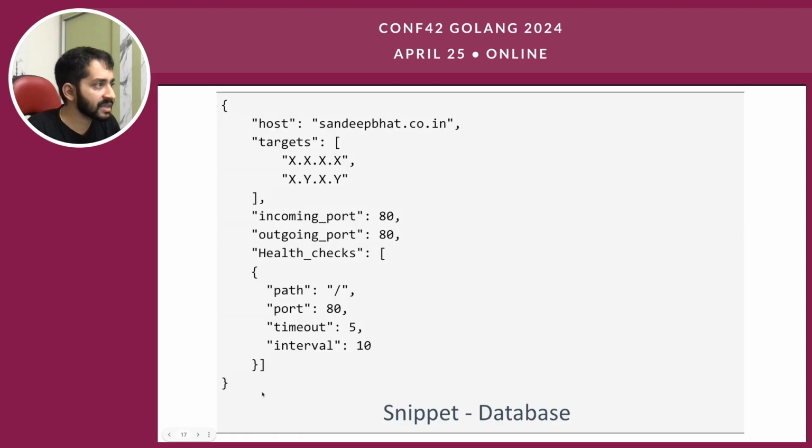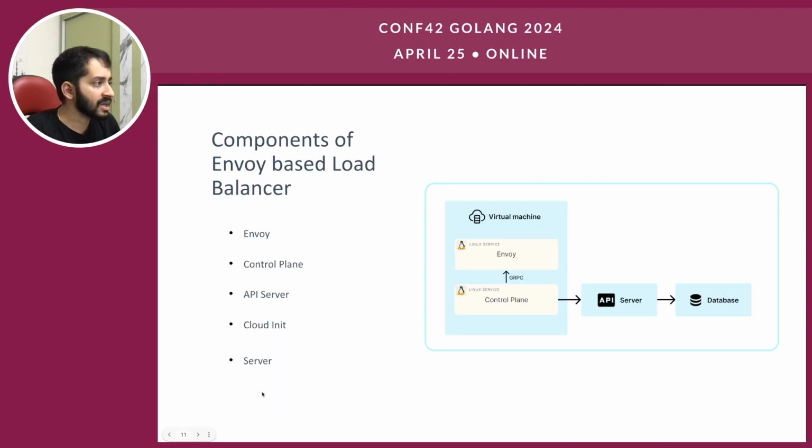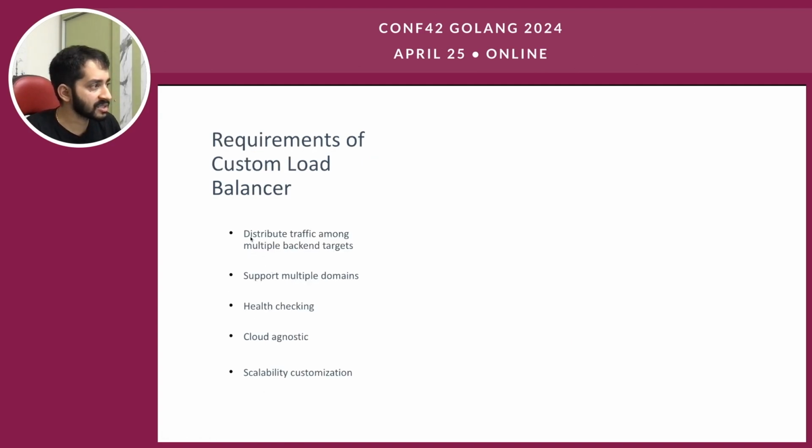With this, we now have a custom load balancer that basically achieves all these aspects that we see here, right? We are able to distribute traffic among multiple different backend targets by orchestrating Envoy dynamically without any downtime. And we support multiple different domains, health checking, and we are able to be cloud agnostic by using Cloud Init.